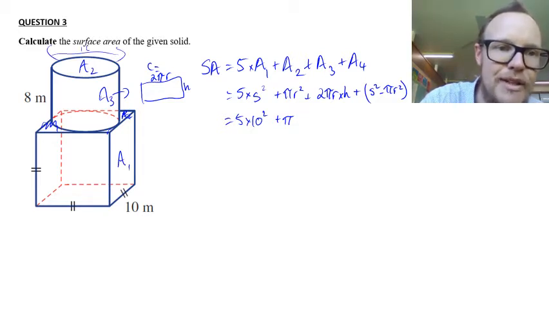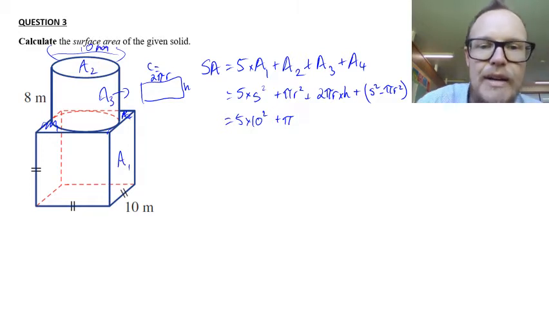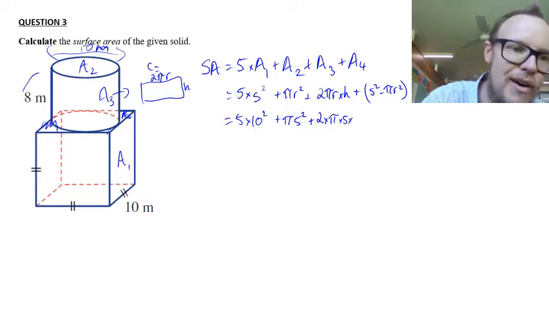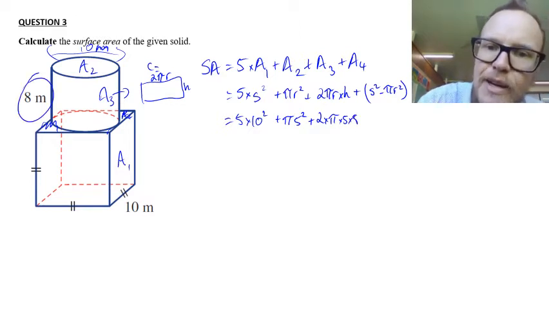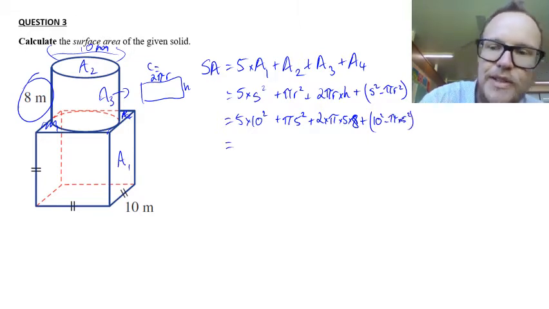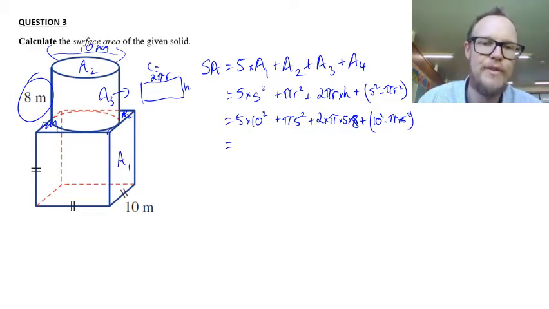So that means that's 10 meters there. So the diameter must be, the radius must be 5 squared plus 2 times pi times 5 times the height. The height there is 8 meters there, plus the side squared, which is going to be our 10 squared minus pi times 5 squared. And this will be the total surface area that we have of our shape.